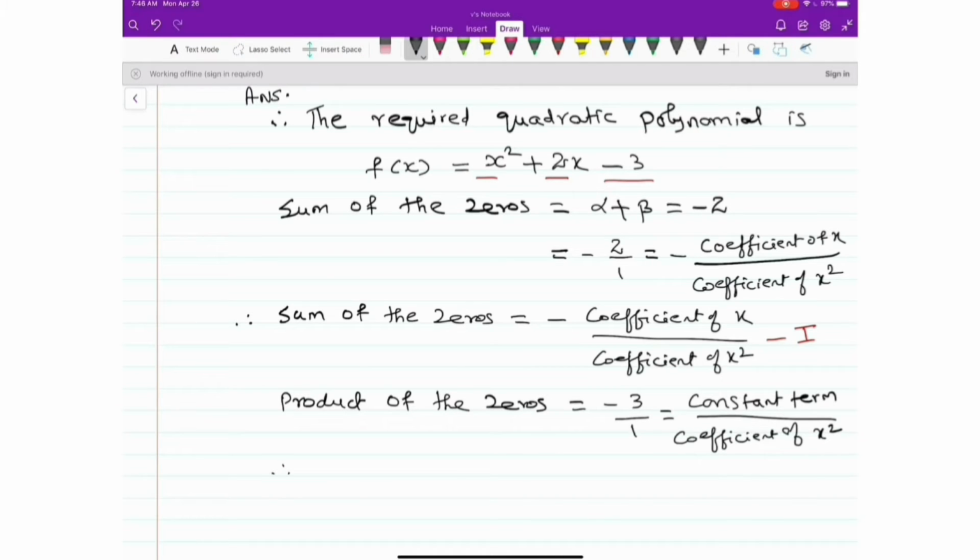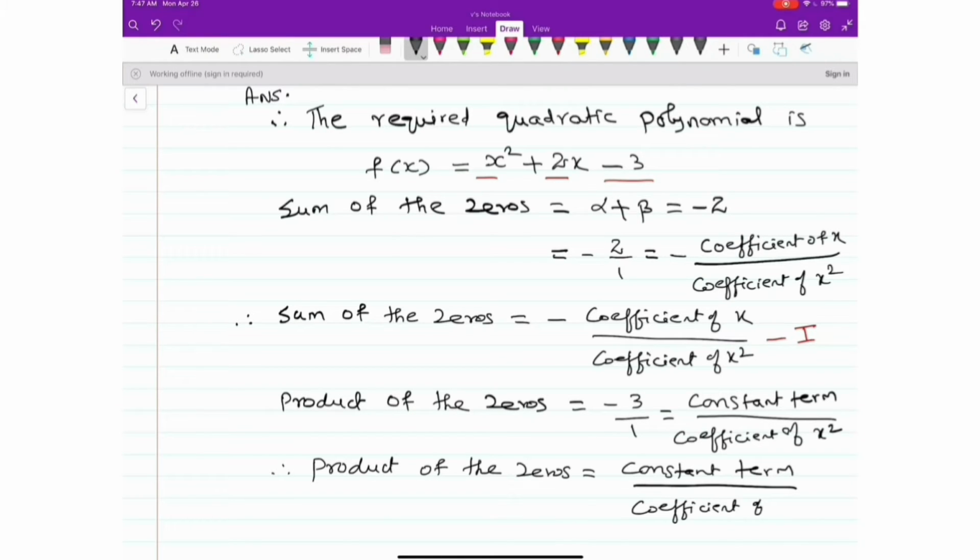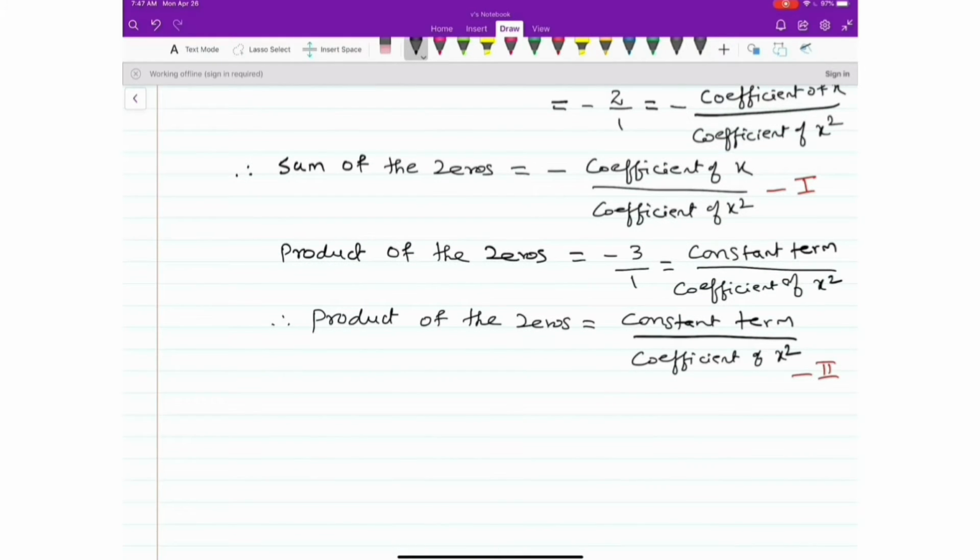Let me write it over here. Therefore, product of the zeros is equal to constant term by coefficient of x square. Let me name the result we have verified here as 2. So let us conclude the answer for the second part.